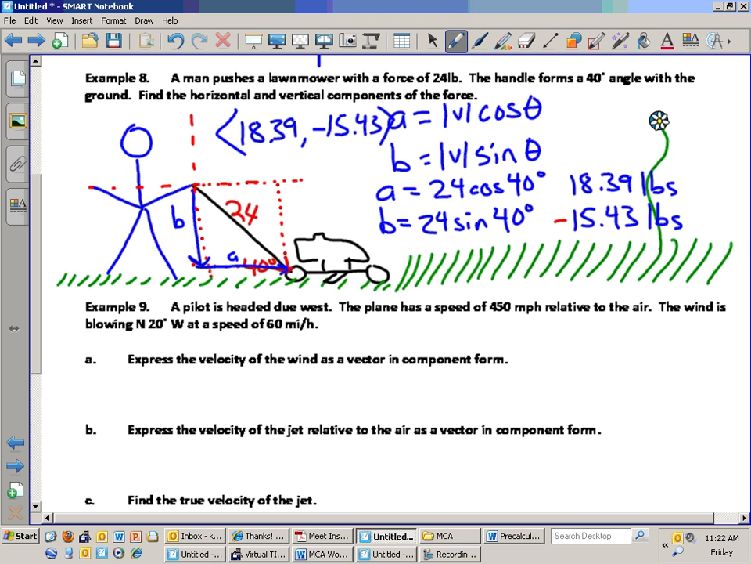Now, here's a point that I want to make. Negative 15, okay? What that means is that you're adding 15 pounds of force vertically, down. So let's say that the lawnmower weighs 100 pounds. If you were pushing on this lever with a force of 24, what would the lawnmower actually weigh? 100 plus that additional 15. So that's how much vertical force is currently on that lawnmower. Does that make sense? Okay.